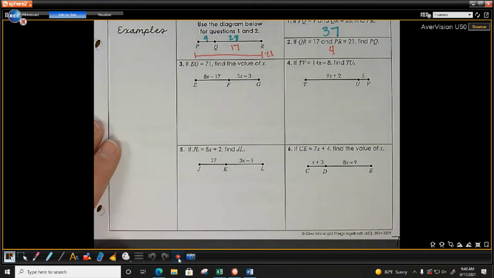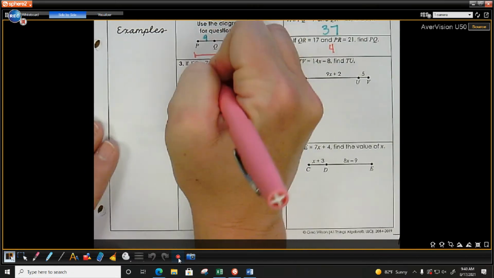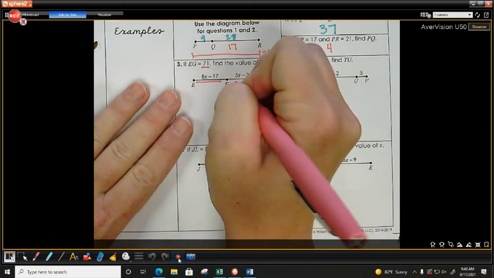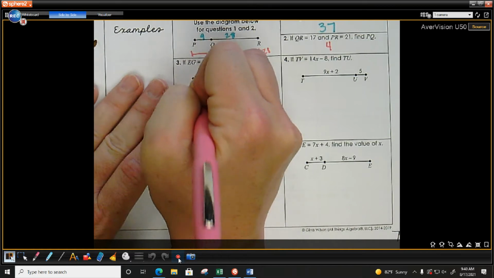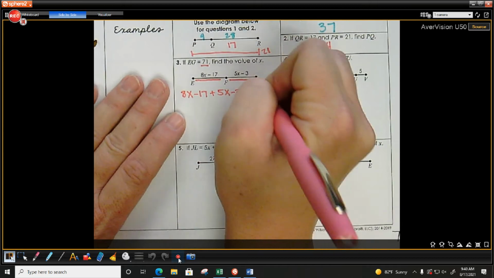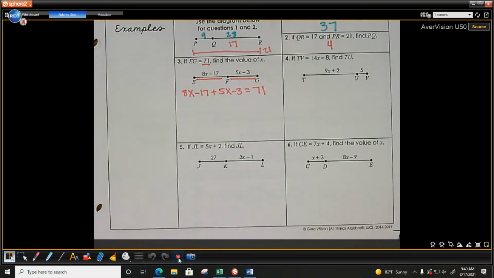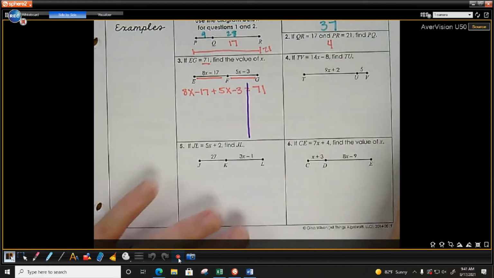Add the two segments and set it equal to the whole. I have this segment plus this segment gives me the whole segment. So 8x minus 17 plus 5x minus 3 equals 71. Both the segments add together gives you the whole segment. Okay? So draw your line through the equals. This is what we've been doing on our math review warm-ups. Okay? 8x plus 5x.